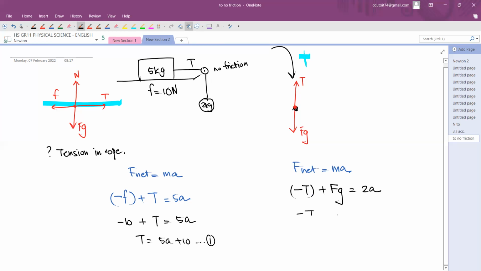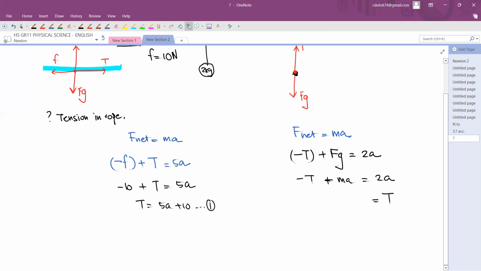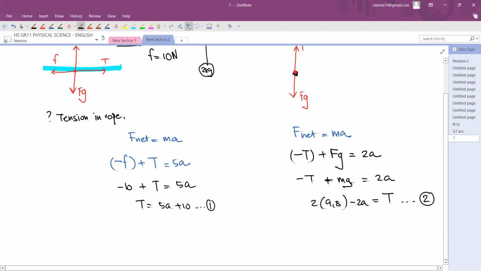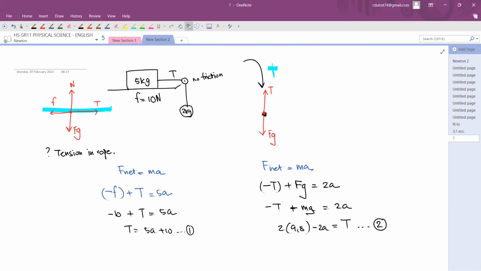So I have negative tension plus MA equals 2a. I'm making tension the subject of the equation. It is 2 times 9,8. Oh, sorry, that's mg minus 2a. And that's the tension in a rope. Just see that you got that equation because I didn't write very neatly. Yeah, no, I got it.